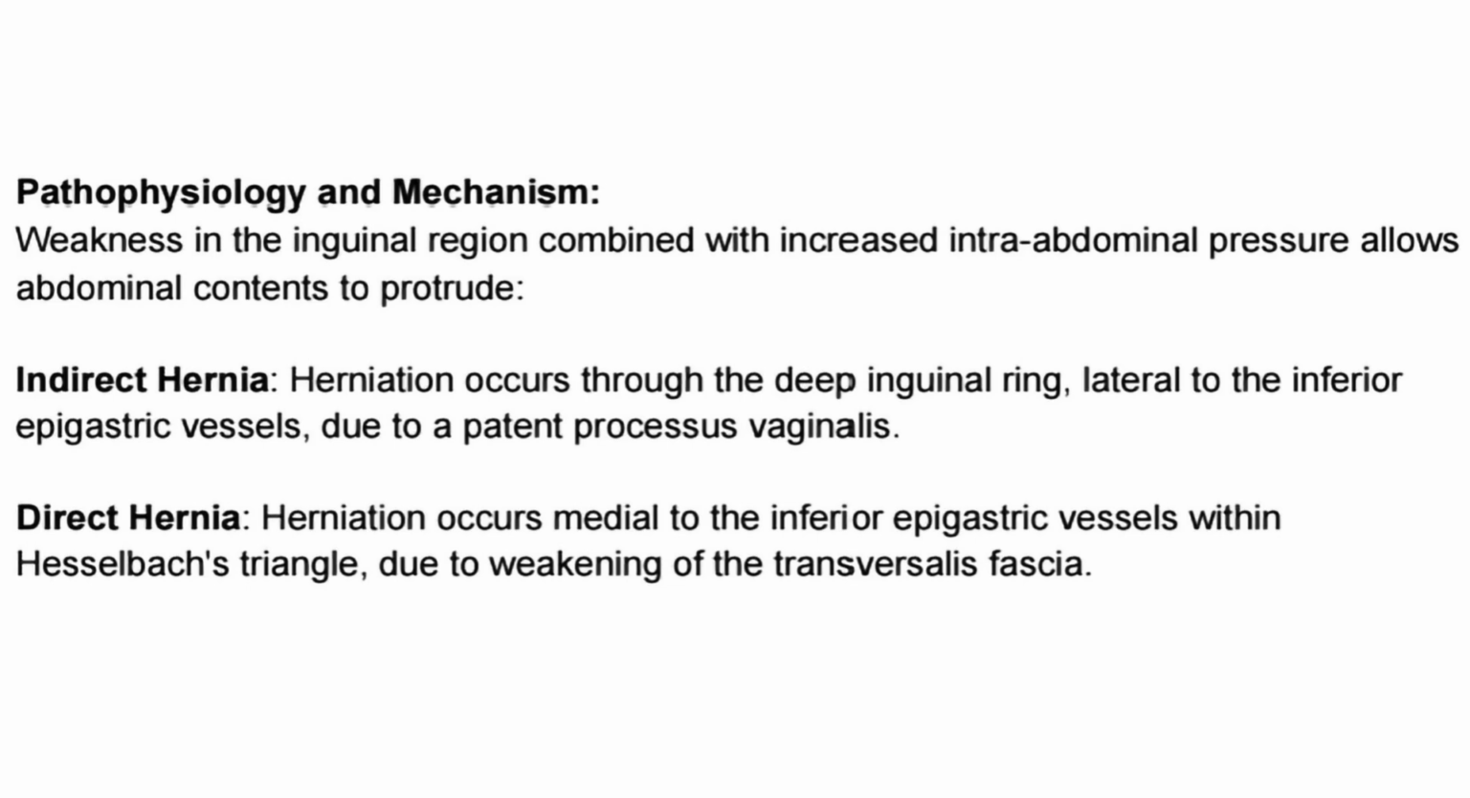This often happens when the processus vaginalis remains open, a congenital defect, and allows abdominal contents to pass through the inguinal canal. On the other hand, a direct inguinal hernia occurs due to acquired weakness in the abdominal wall. It protrudes medially to the inferior epigastric vessels and passes through an area known as Hesselbach's triangle. This is more commonly seen in older adults as age changes weaken the abdominal structures over time.